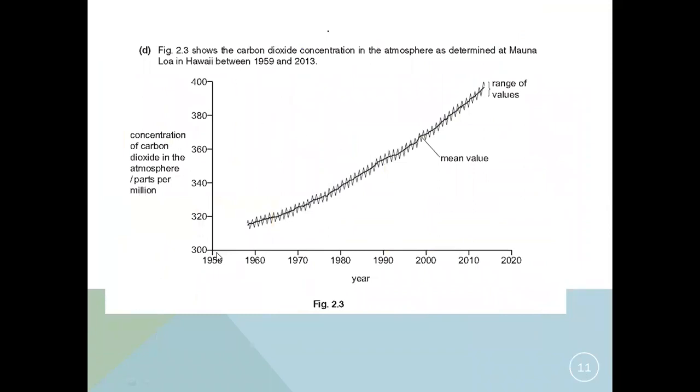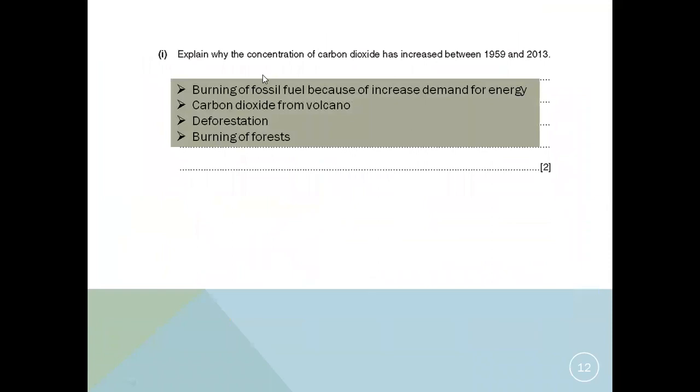Look at the graph: is the carbon dioxide concentrated in the atmosphere? With the passage of years, the carbon dioxide increases gradually. So what should be the reason for it? The first thing is to explain why the concentration of carbon dioxide increased between 1959 and 2013.